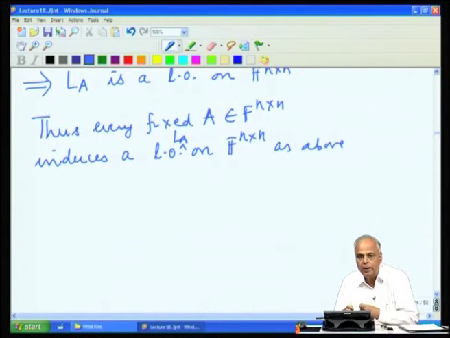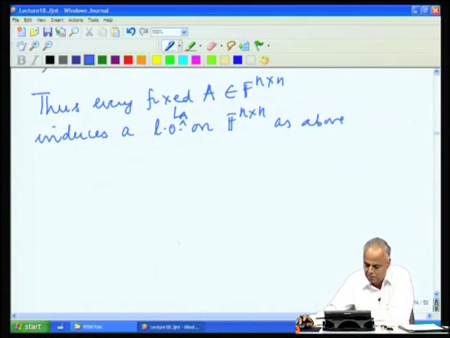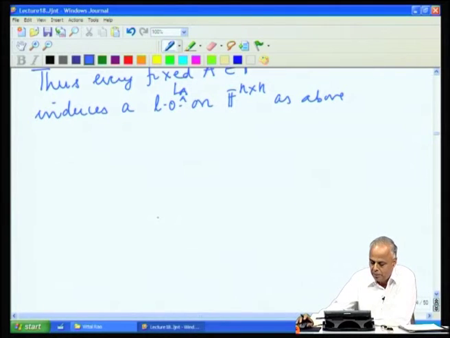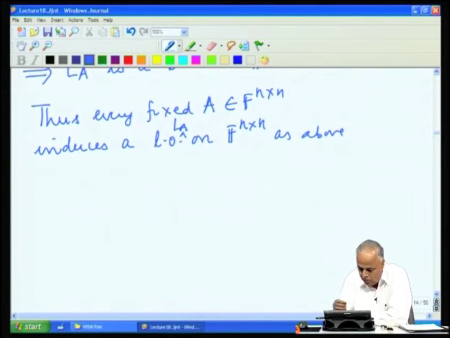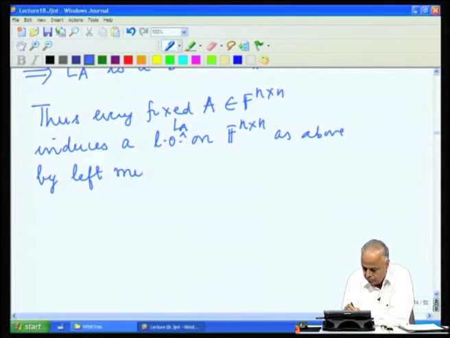So, we can start with an n by n matrix and go on left multiplying by a fixed matrix, and then we go on getting newer n by n matrices, and that is a transformation, and that turns out to be a linear operator. Now, you can obviously guess, instead of left multiplication we could have also done right multiplication. So, we will write here as above by left multiplication. Left multiplication by A.